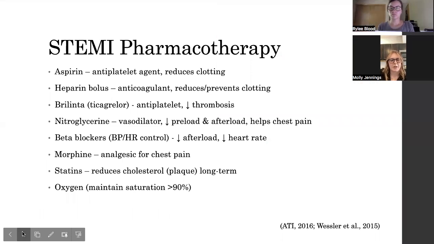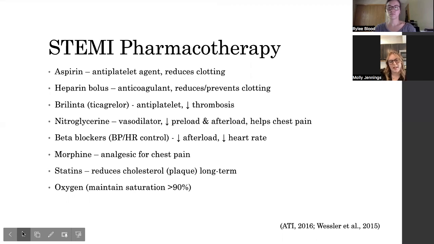Okay. The American Journal of Cardiology published some clinical practice guidelines regarding the medication treatments when managing a STEMI. Medications that are recommended are aspirin, an antiplatelet agent, to reduce clotting; a heparin bolus for anticoagulation to reduce and prevent clotting, especially prior to treatment going in there; Brilinta as another antiplatelet to decrease thrombi; and the use of nitrates, like the nitro pills that people have, to vasodilate and relieve the chest pain.